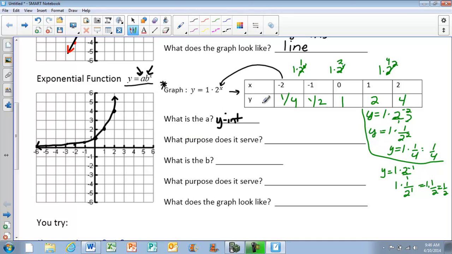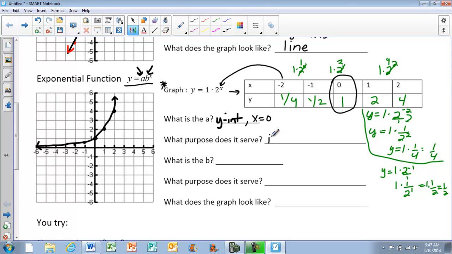Okay, so when x is 0, that's going to be our A. This middle point is really important later on in the next examples, when you're going to be actually writing a function rule. So that's A. A is always the y-intercept. What purpose does it serve?